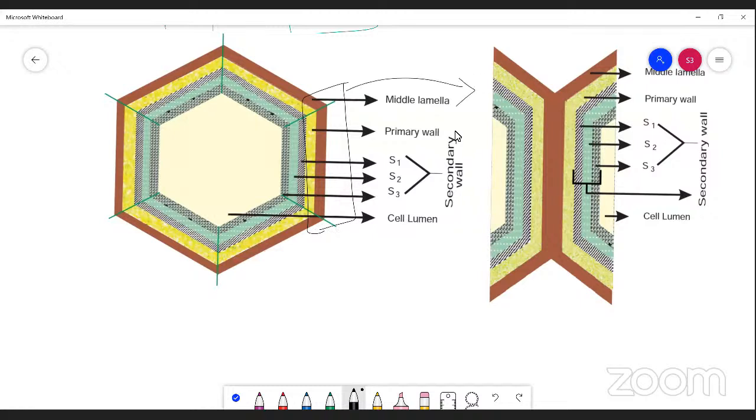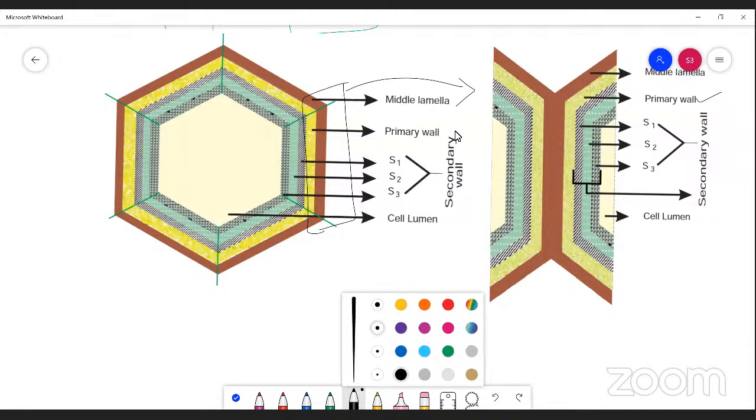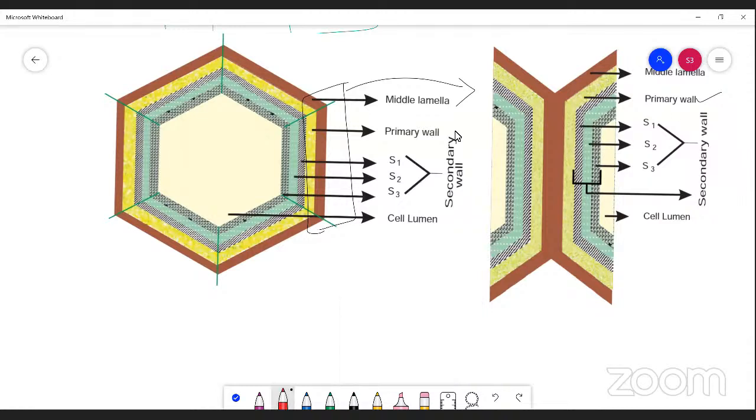So, if we take a portion of a cell wall, it is differentiated into the first layer, the primary cell wall, which is represented in light green color. Then followed by secondary wall. Secondary wall is differentiated into S1, S2 and S3. Very next to that, you can find the region of the cell lumen or cell cavity, which is filled with the cell organelles and cytoplasm.